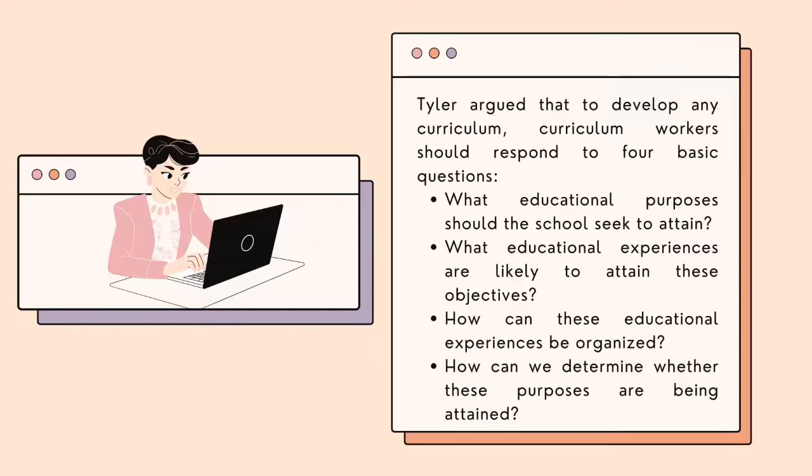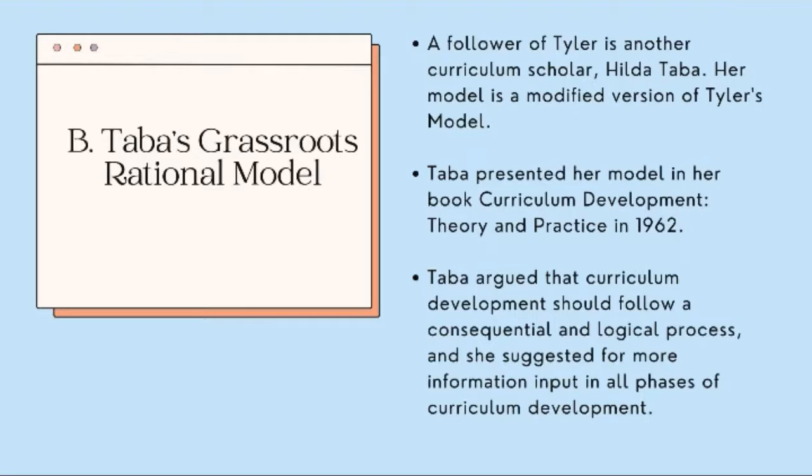We can conclude that Tyler's rational model is eclectic as it derives ideas from a broad and diverse range of sources. That concludes this part of the lesson. Thank you for listening. Now let's move on to the second linear model of curriculum development, which is Taba's grassroots model.